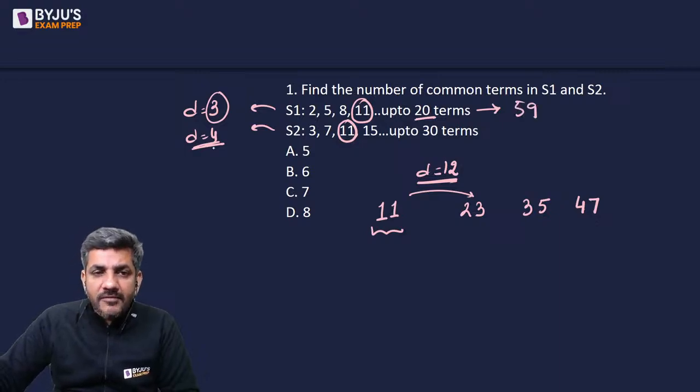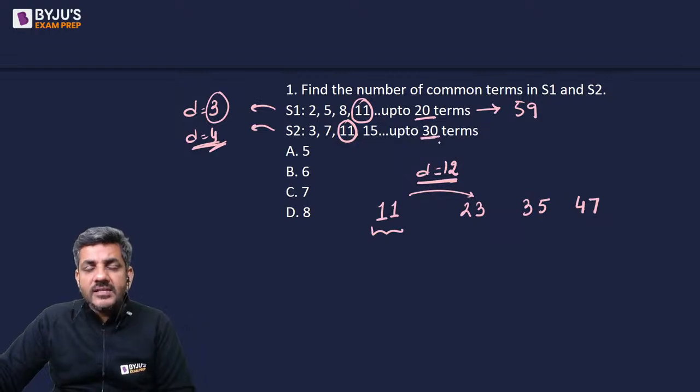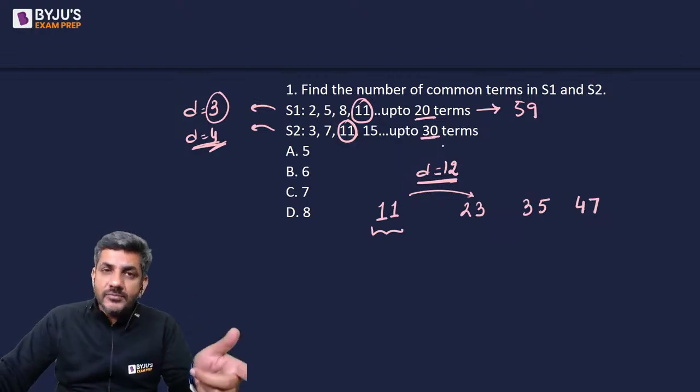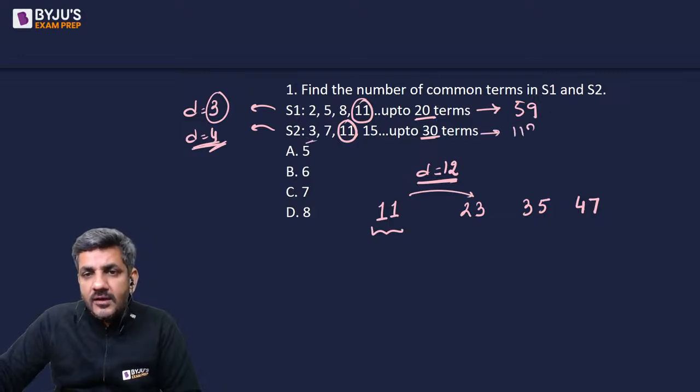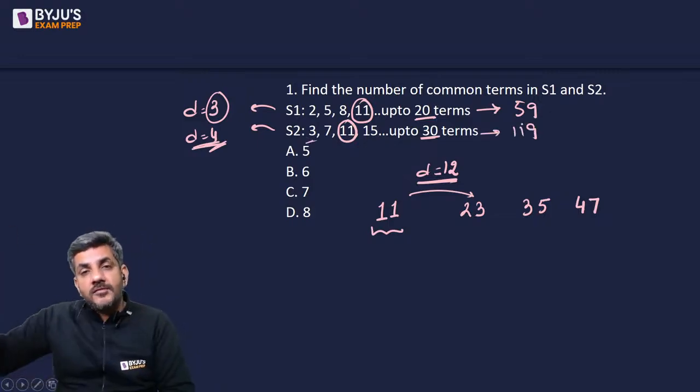Here, the common difference is 4. So to get the 30th term, add 29 times 4. 29 times 4 is 116, plus 3, that is 119. So the first series goes up to 59. The second series goes up to 119.